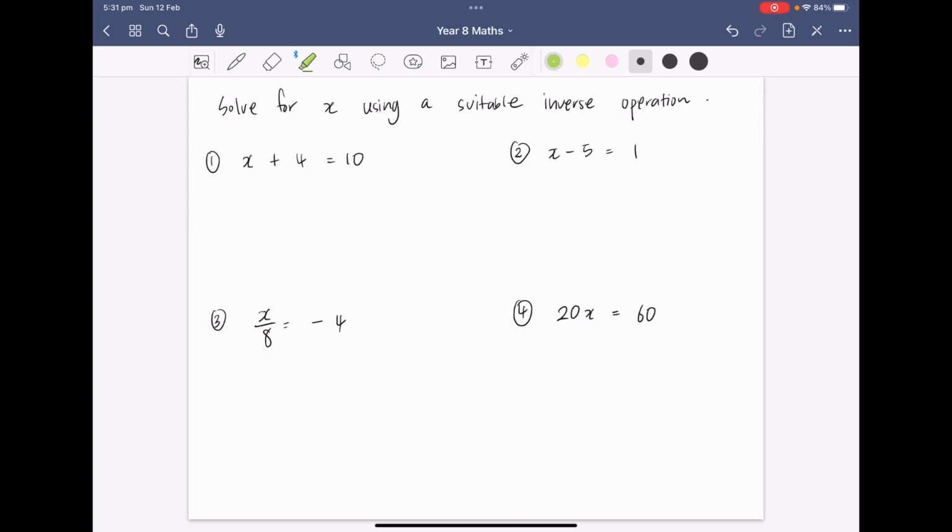Time for some independent work. I would like you to try and solve these 4 equations by yourself. You may wish to pause the screen while you work on these 4 questions.